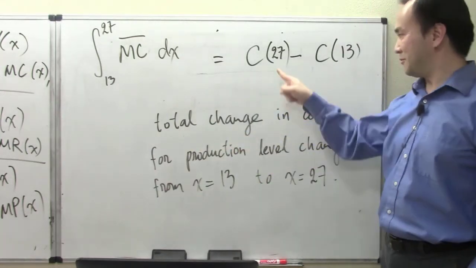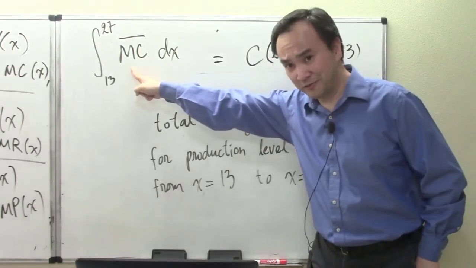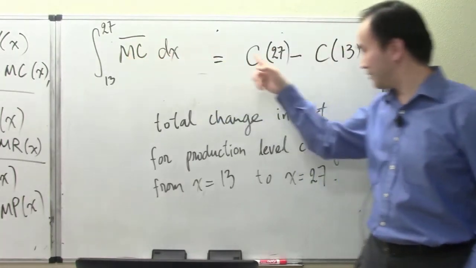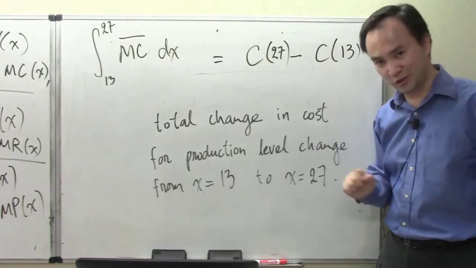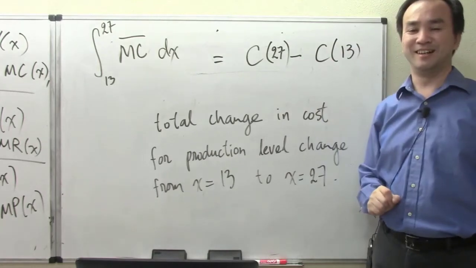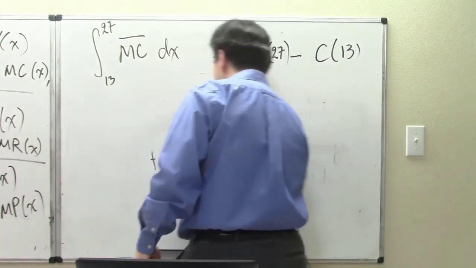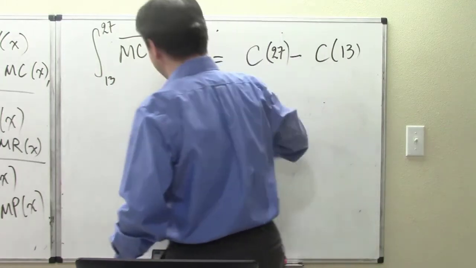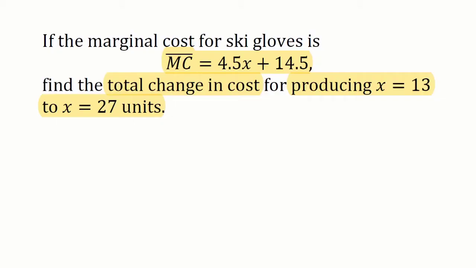Okay, and so I have to be clear. The point now is that we only know the marginal cost function, and we don't know this, but this is what we want to find out: the change in total cost, or the total change in cost. And so that's why we do it in that way. Now let's look back at the problem.